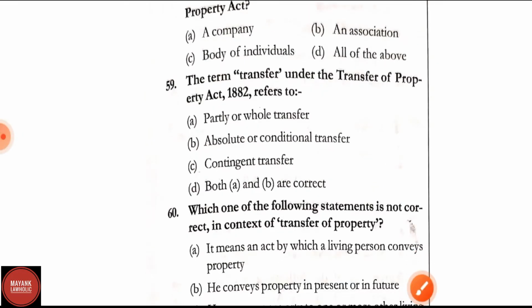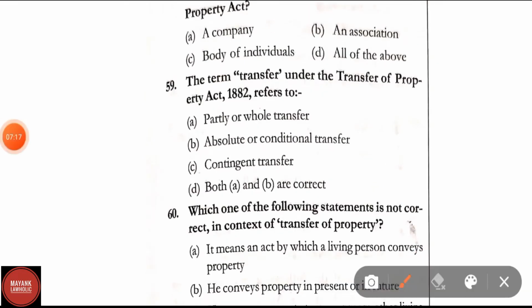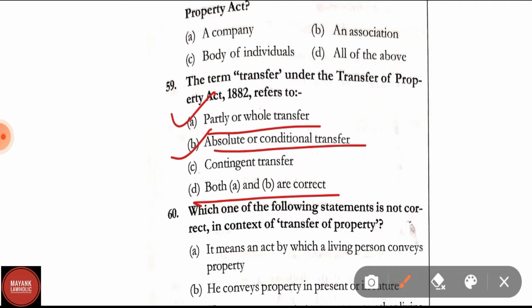Question number 59. The term transfer under the Transfer Property Act refers to partly or whole transfer, absolute or conditional transfer, contingent transfer, both A and B are correct. Correct answer is option D, that is both A and B are correct, partly or whole transfer, absolute or conditional transfer.